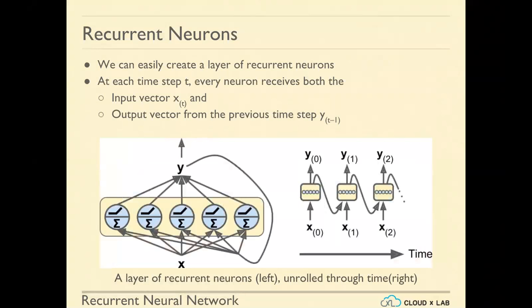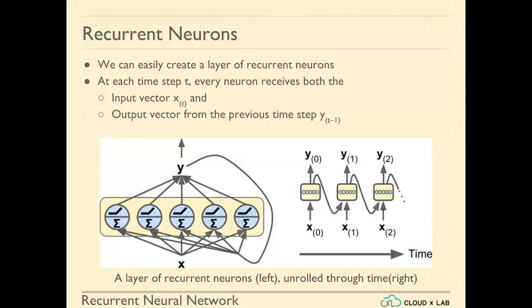Question from Bintao is, does each neuron receive the input? Does each neuron receive itself the input and the previous output as input? Yes. Previous output as input, that's right.